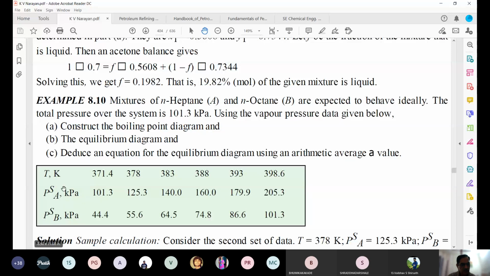So vapor pressure is given. Instead of giving the entire equation, they have given vapor pressure at different temperatures in this range, 371 से 398, और ये वेपर प्रेशर ऑफ हेप्टेन है और ये वेपर प्रेशर ऑफ ऑक्टेन है. So looking at the vapor pressure, can you tell me what is the boiling point of heptane, what is the boiling point of octane? Who can tell me?